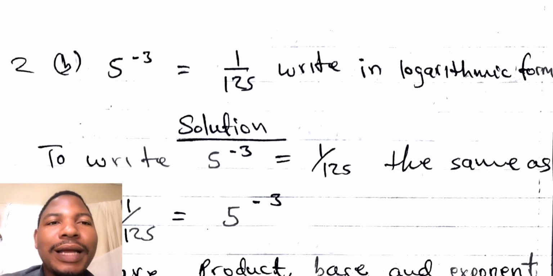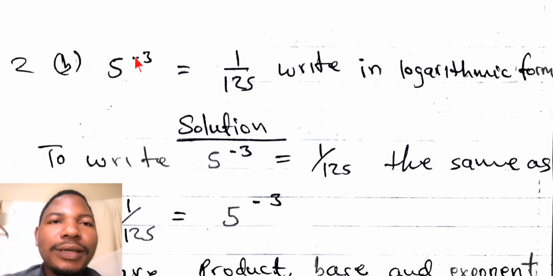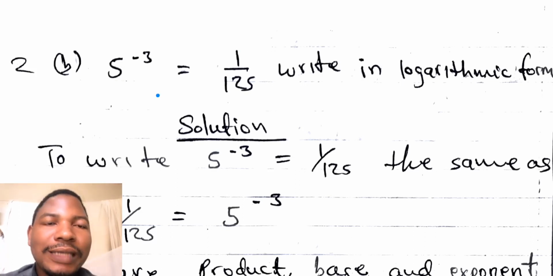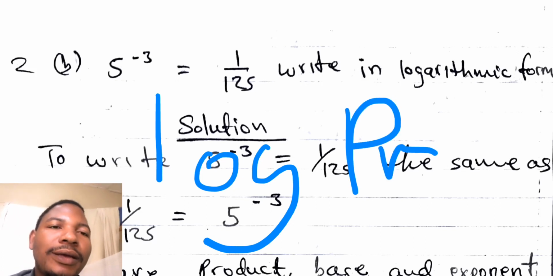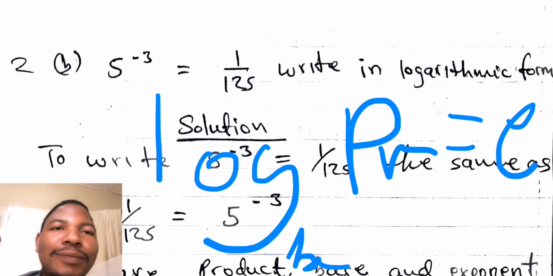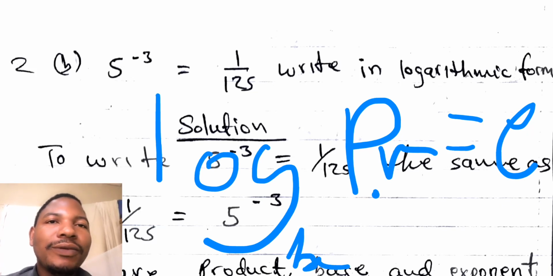So just make rearrangement. Kwa kuwa tunafahamu hii ni base, hii ni exponent, hii ni product. Logarithm form inasemaje? Logarithm form inasema kwamba log product base is equal to exponent. So just plug. What is the product here? The product is 1 over 125. So 1 over 125 here, you're supposed to write 1 over 125.